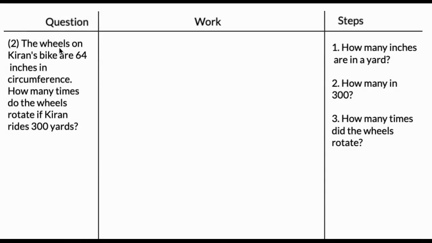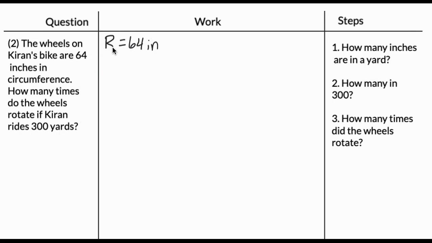The wheels on Kieran's bike are 64 inches in circumference. That means one rotation is equal to 64 inches of distance. How many times do the wheels rotate, or how many rotations are there, if Kieran rides 300 yards?